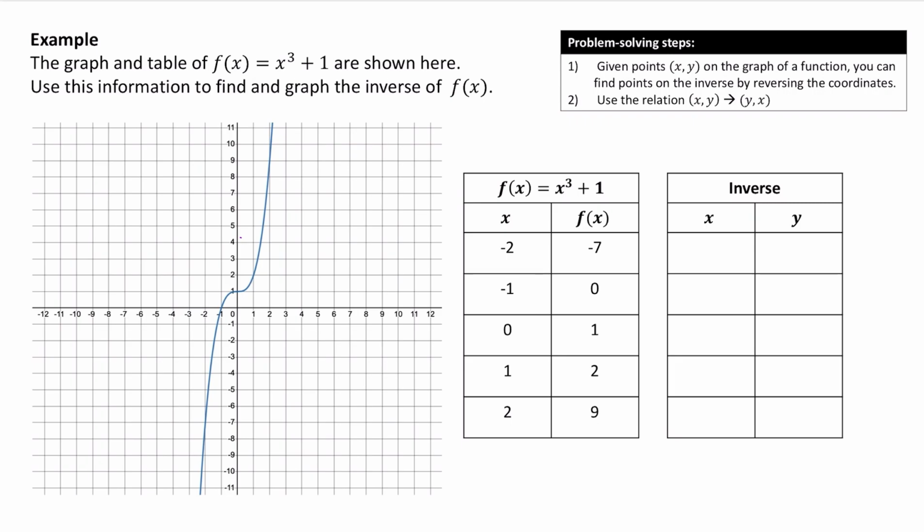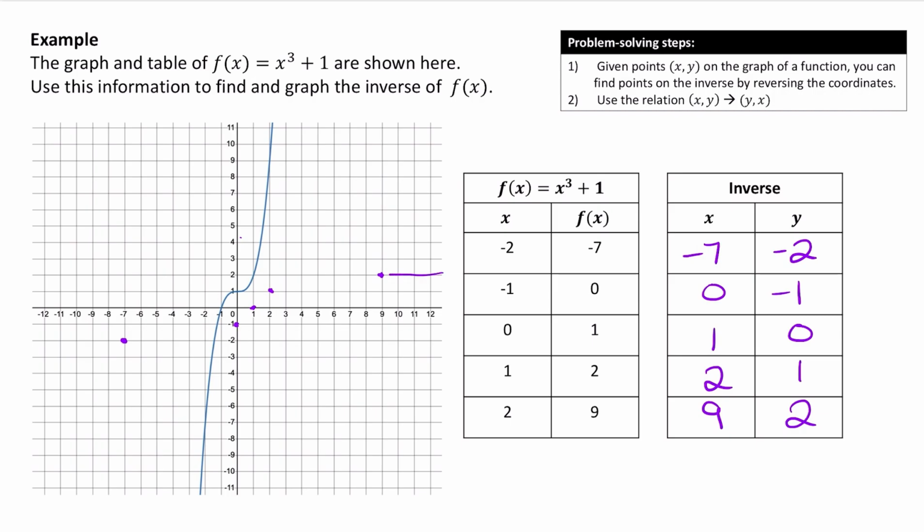So what I'm going to do here is I'm going to take all the x values and I'm going to copy them in my column for y for my inverse. And then I'm going to take all the y values and then make them my x values. So I have negative 7, 1, 2, and 9. So now what I'm going to do on this grid is I'm going to plot each of these points. So I have (negative 7, negative 2), (0, negative 1), (1, 0), (2, 1), and (9, 2).